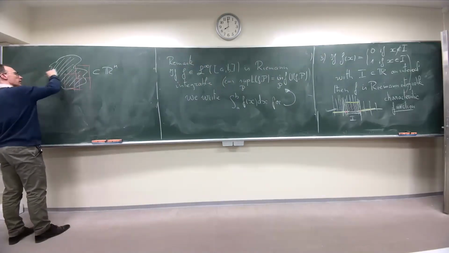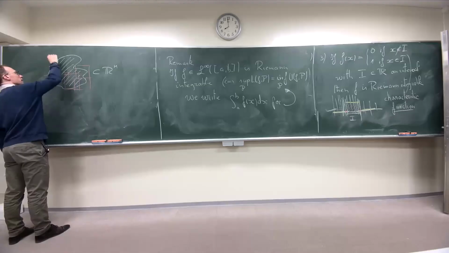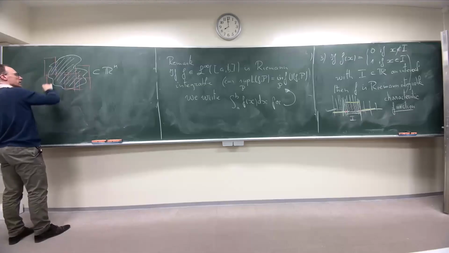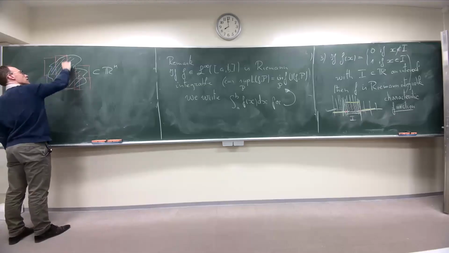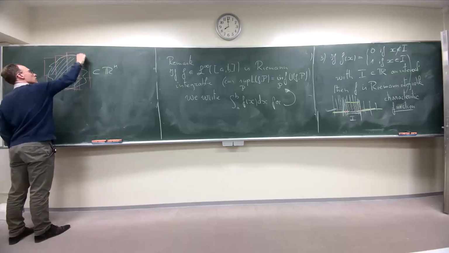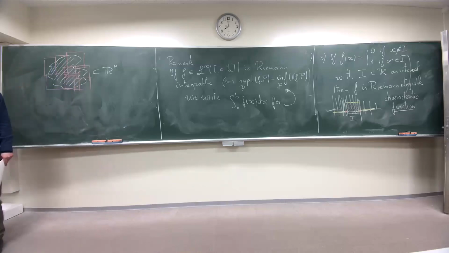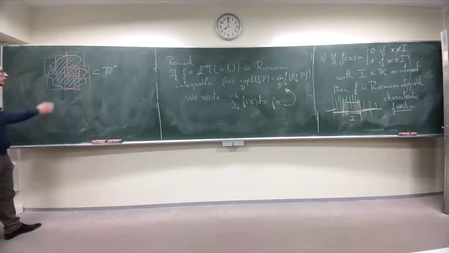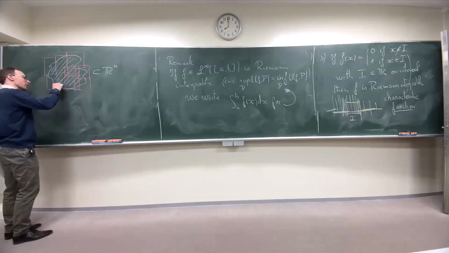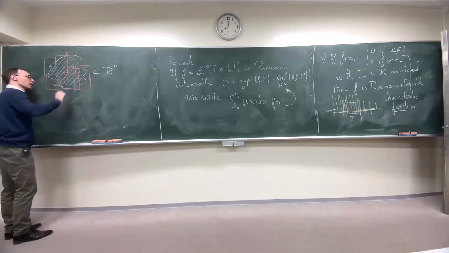I take a cover, I will explain this. I take a covering by boxes like this. They have to overlap. Okay. Then for boxes, it's easy to know the volume. And I'm going to take the minimum value of such coverings, which means I'm going to do a covering which is at the end made of very small boxes.